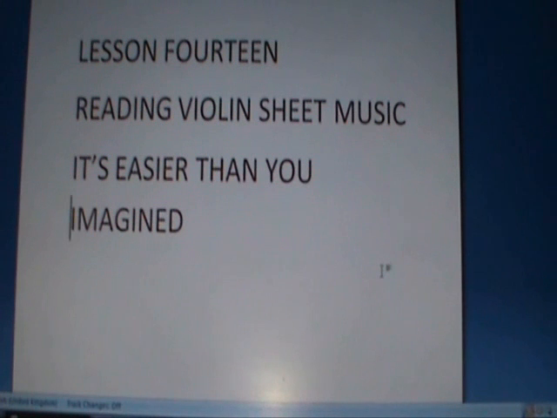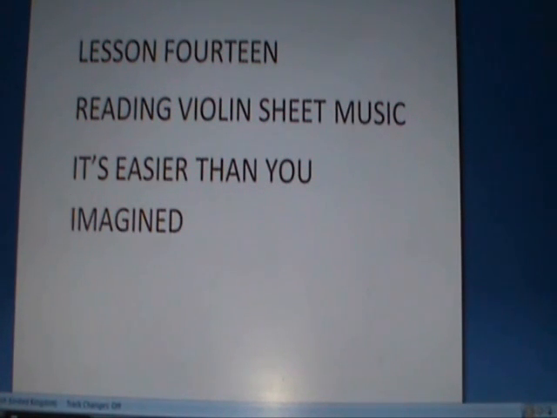This lesson is all about reading violin sheet music and is a continuation of our earlier lesson, which was lesson 11. The fact that to read violin music is quite easy is for some people difficult to believe. But if you use the technique I'm going to show you in the next 10 minutes, then you'll find that you'll be able to discover new pieces of music and be able to read them.